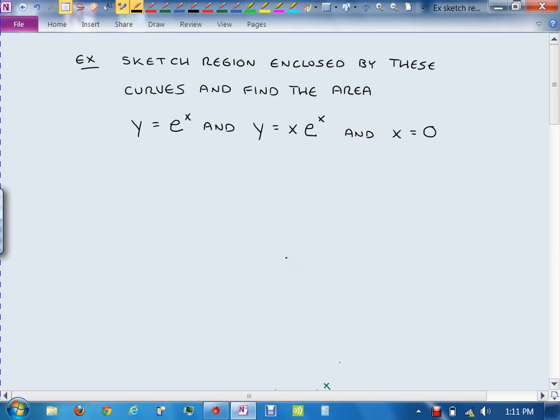They're already solved for y, right? So you don't even have to do any work. So it's a matter of graphing these. I know what e to the x looks like. E to the x, everyone here should know what that looks like. It goes like this. And then x e to the x, I know it's 0 at 0. And then at 1, it's e to the 1, which is the same as e at 1. So they should probably intersect here like this.